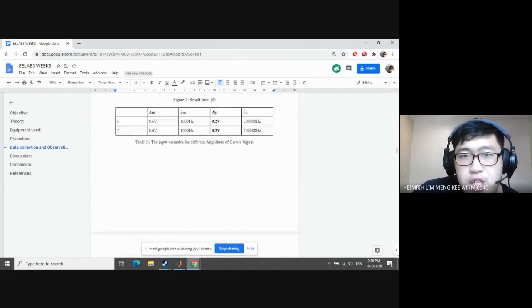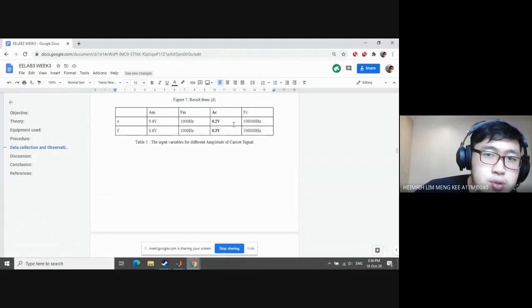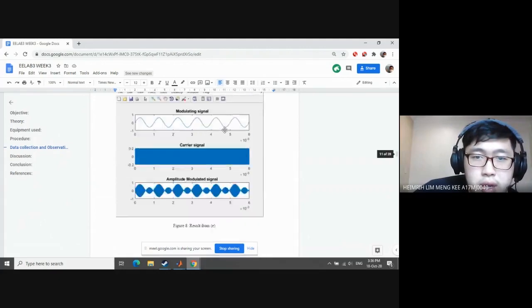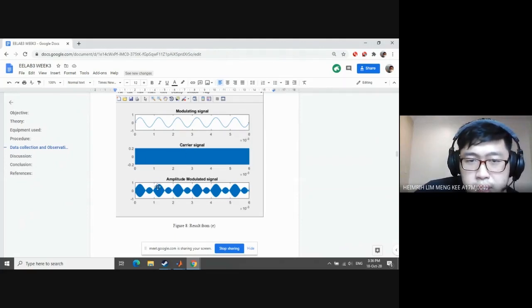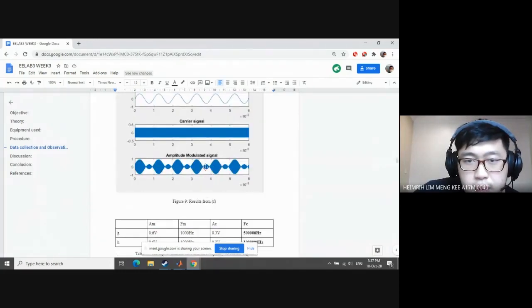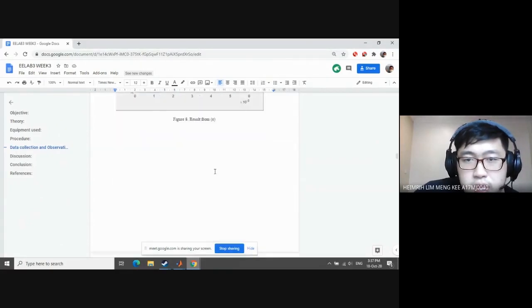Next, what if we change the amplitude of the carrier signal, 0.2 and 0.3? Both of these give different modulation indices too. One gives 3 and one gives 2. As you can see here, because the modulation index is larger than 1, this also will have over modulation for m equals 3. And then if we compare it to m equals 2, the modulation is much smaller, as you can see here.